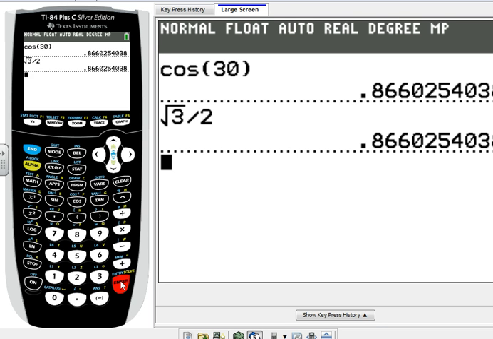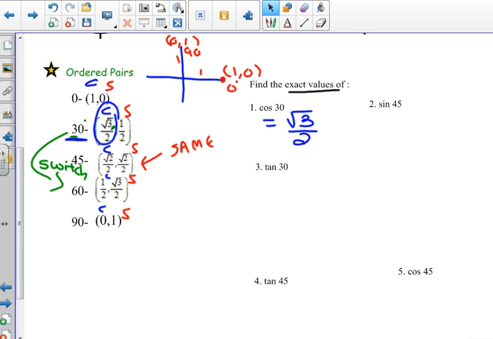So it's a way to check, but we can't write 0.8666 or 8602, whatever it is. That's not an exact value. They want you to use radical. It's really important we know our ordered pairs, which one's first, which one's second.